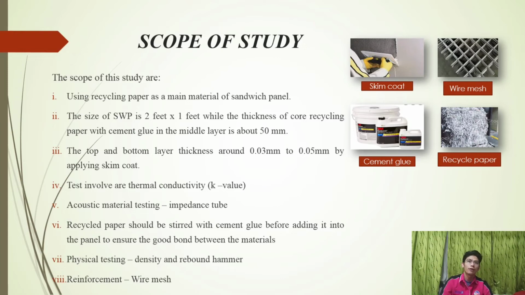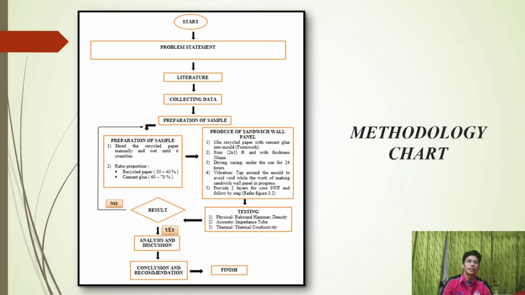The tests involve thermal conductivity K value, and acoustic material testing, which is the impedance tube. The recycled paper should be stirred with cement glue before adding it into the panel to ensure a good bond between the materials. And the physical testing is density and rebound hammer. For the reinforcement, I use a wire mesh.